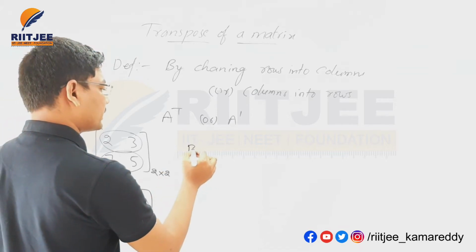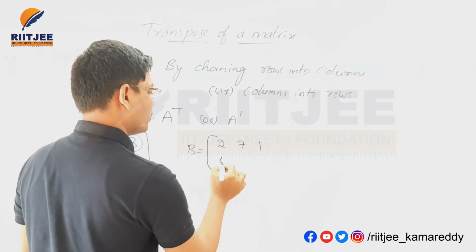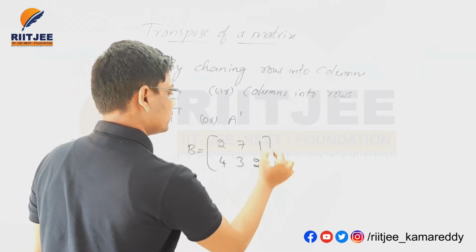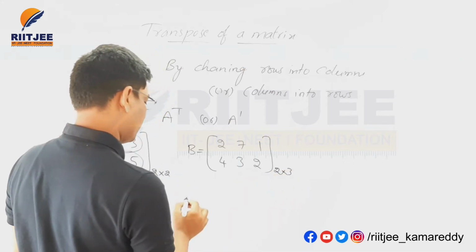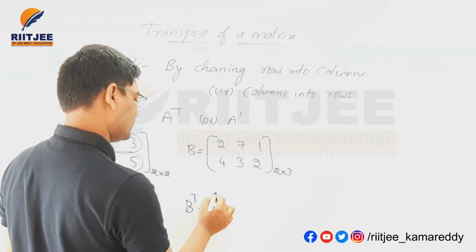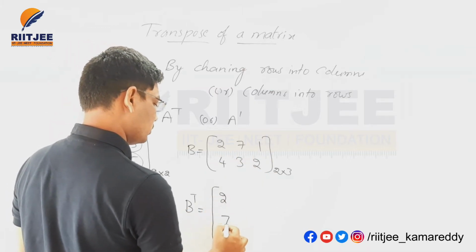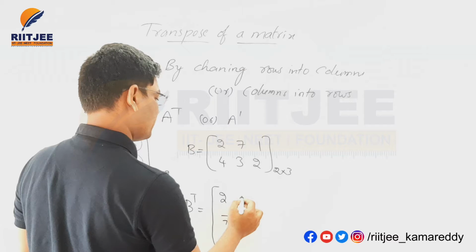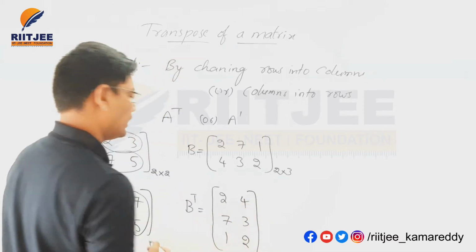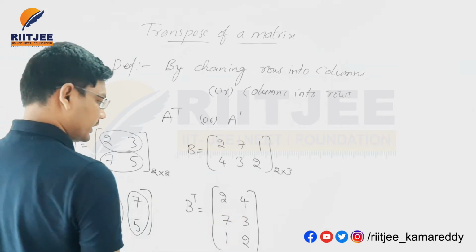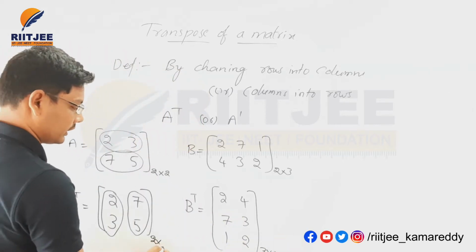Let us take one more example of a 2 by 3 matrix: 2, 7, 1, 4, 3, 2. This is the order of 2 by 3 matrix, and B transpose will become: this row will be changed to column 2, 7, 1 and this row will be changed to column. This is the transpose of a matrix. The order is here 3 by 2, and the order of the first was 2 by 2.